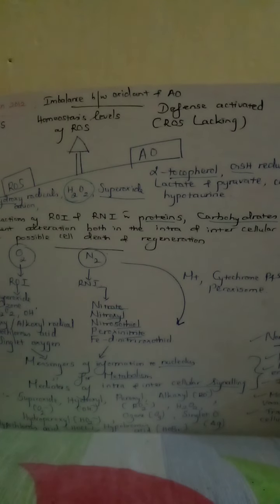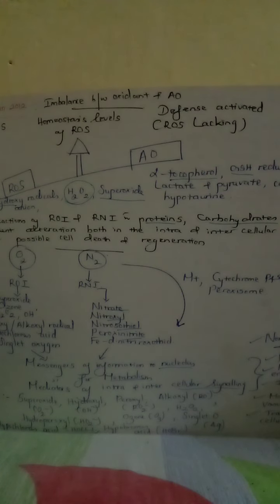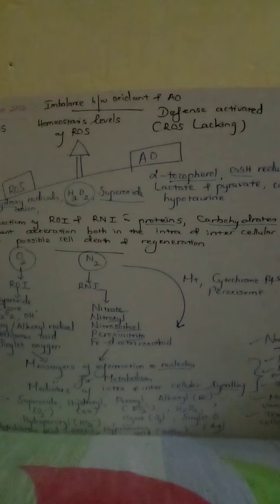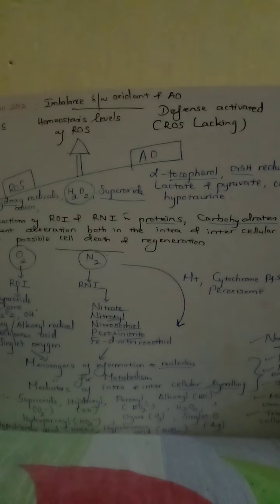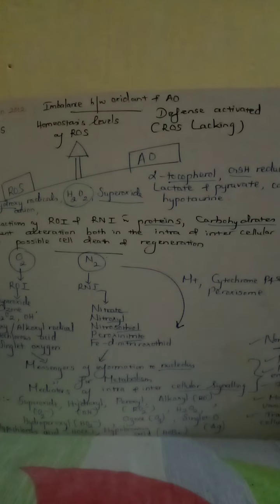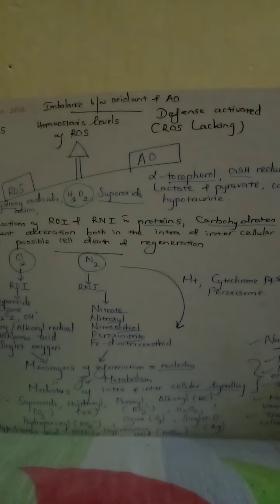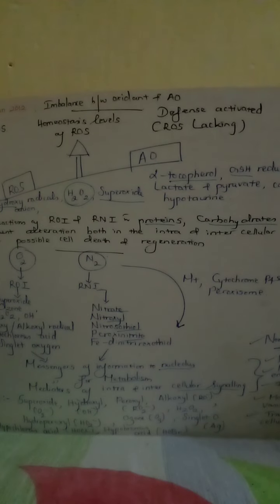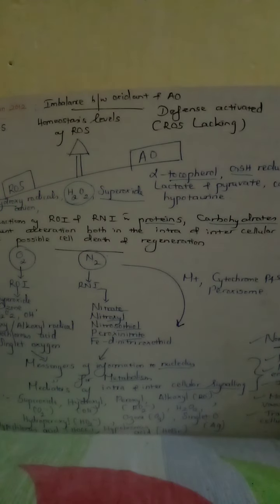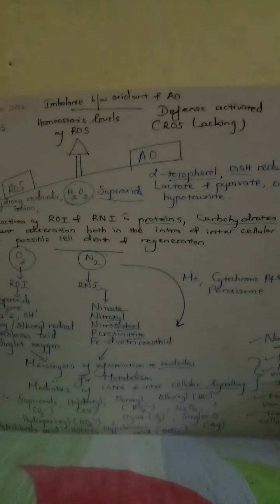If we categorize the free radicals, we have reactive oxygen species and nitrogen species. Under these classifications, as I said before, examples include superoxides and even hypochlorous acid, and nitrites, nitrate, nitroxyl, and peroxynitrite, and all these act as messengers of information to the nucleus for metabolism.